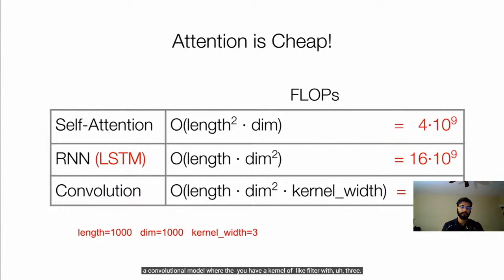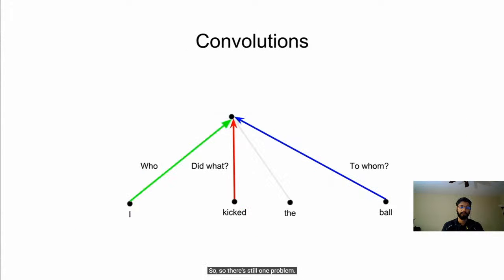And faster than a convolutional model where you have a kernel of like filter width 3. So there's still one problem. Now, in language, typically we want to know who did what to whom, right? So imagine you applied a convolutional filter. Because you have different linear transformations based on relative distances, this linear transformation on the word "who" can learn this concept of who and pick out different information from this embedding of the word "I." And the red linear transformation can pick out different information from "kicked," and the blue linear transformation can pick out different information from "ball."